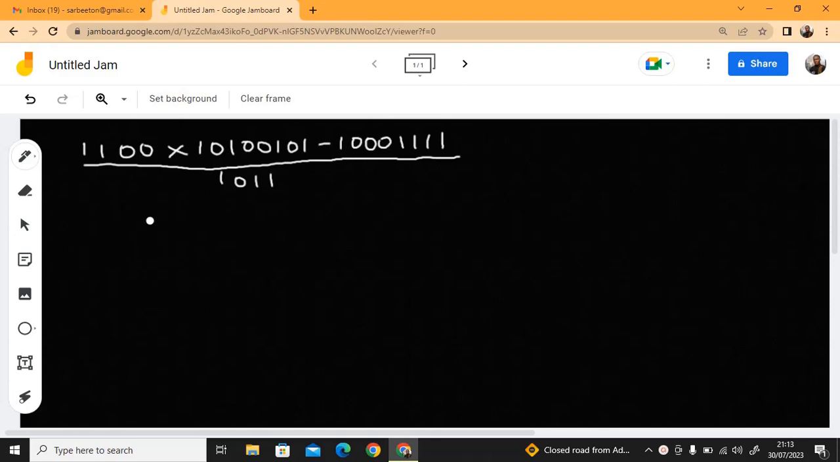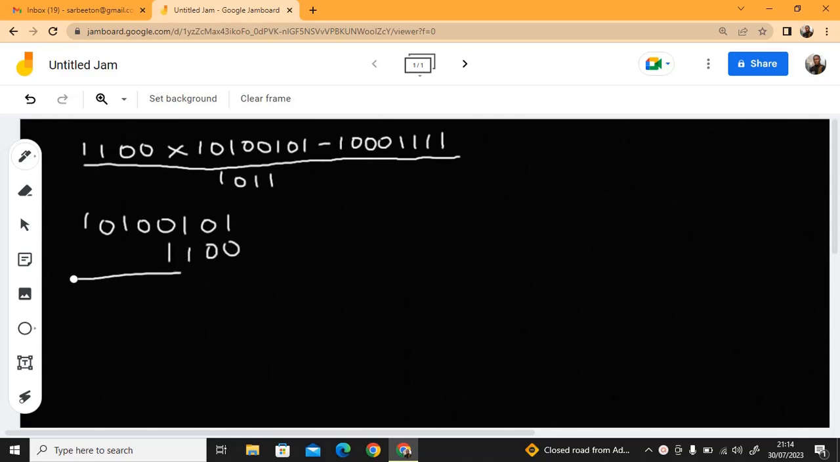Let's look at this question. Let's solve it together. So let's multiply this first thing. I want to multiply this one by what is there. So I'm going to have 1 0. Applying the laws of BODMAS, you have to do the multiplication first. So I'll multiply by this. So this is 1 1 0 0.